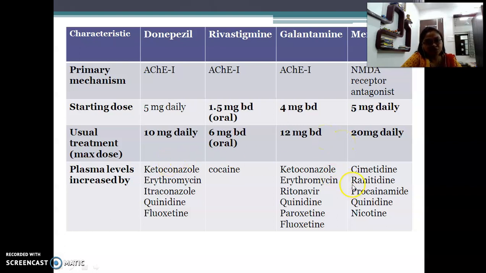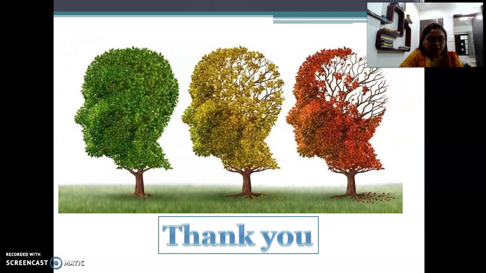There are some drugs which increase the plasma level of these drug molecules, and hence we have to take precautions when we use them along with these anti-Alzheimer agents. So here we covered the drug molecules approved by the FDA for the treatment of Alzheimer disease, and there are some other drugs like anticonvulsants, anxiolytics and antidepressants which are also given for the treatment of Alzheimer disease. So, thank you for patient listening.